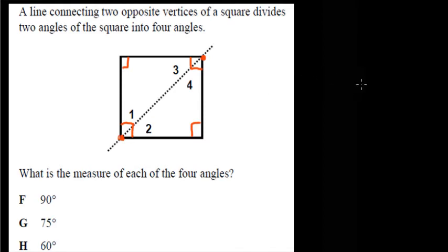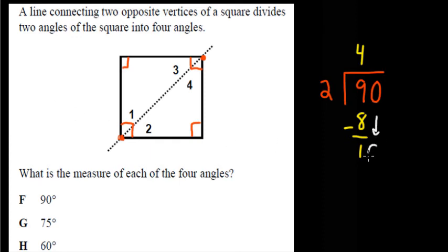So I have 90 degrees for that angle, and if I'm going to divide it in half, I'm just going to divide it by 2. 2 goes into 9 4 times. Gives me 8, and I have 1 left over. Now I'm going to bring down that 0, and by the way, this is in degrees. 2 goes into 10 5 times. That gives me 10, and I have nothing left over. So my answer is 45 degrees.